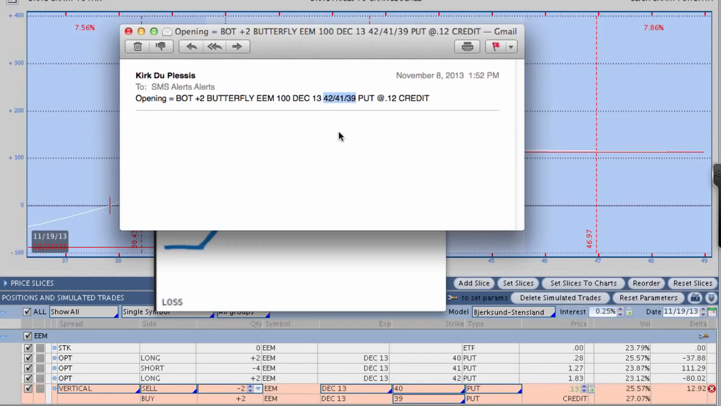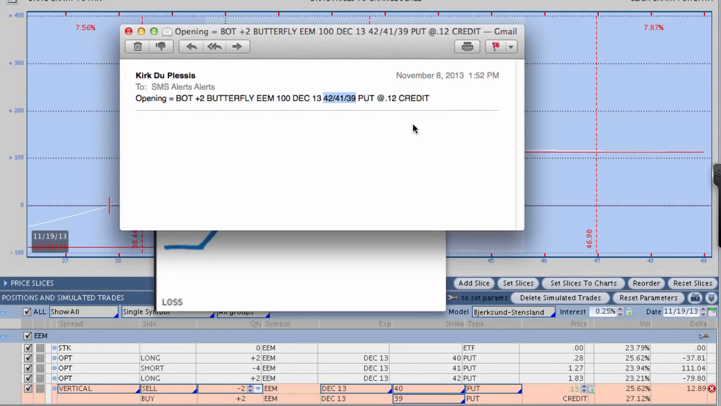We bought the 42 and we sold the 41s, and then you can see we skipped over the 40s and went all the way down to the 39s and bought the 39s. So the 42s, the 41s, and the 39s. This all together created a credit of 12 cents per butterfly. Not a huge credit, but it allowed us to at least lock in a profit should EEM trade anywhere above basically 40 at expiration.